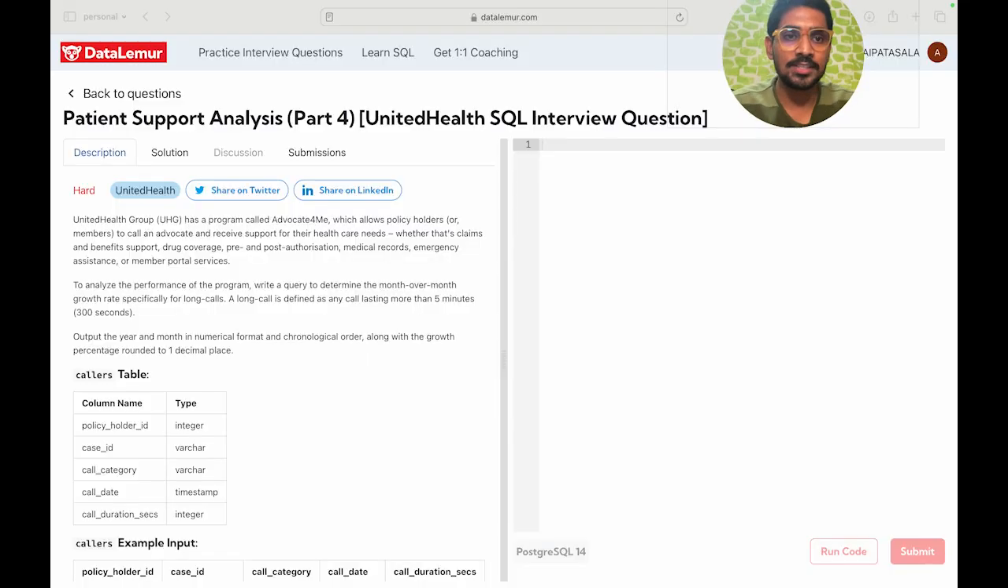Today we'll be looking into a medium level SQL interview question. SQL is a fundamental and necessary skill for a data scientist. Let's get started. SQL is a very primary, essential skill for a data scientist, and I will tell you the reason why it is so essential.